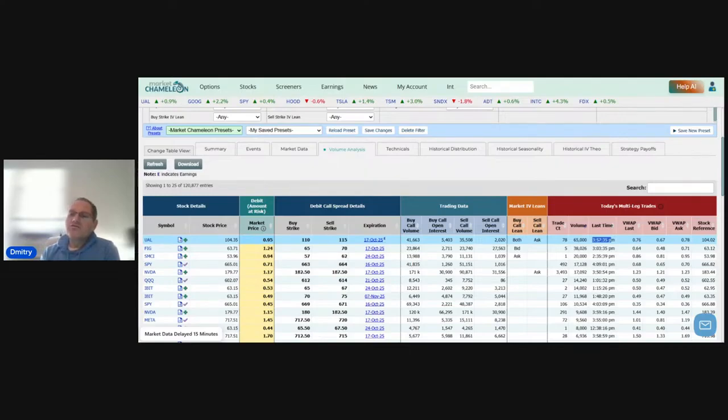The VWAP price, the volume weighted average price, was 76 cents, with the VWAP bids and offers of 67 cents, 78 cents, with a reference price of 104.02. So this gives us an indication of what the volume weighted average price was of this spread, and the corresponding indicated market prices, and where the stock reference price was.